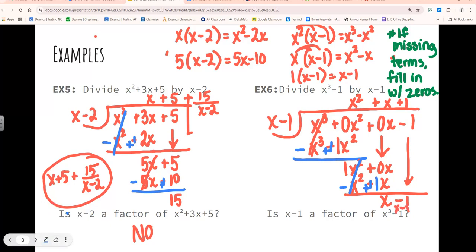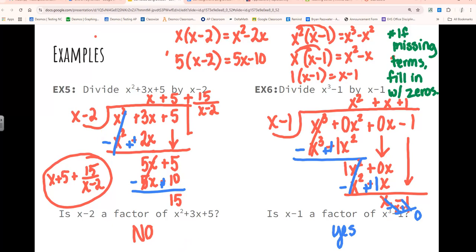What have I got to do now? Got to subtract it. That's going to cancel. This is going to cancel. I'm getting 0. All right, so do I have a remainder for this? No. Is x minus 1 a factor of x to the third minus 1? Yes, right here. Whenever you get a 0 as your remainder, it is a factor.